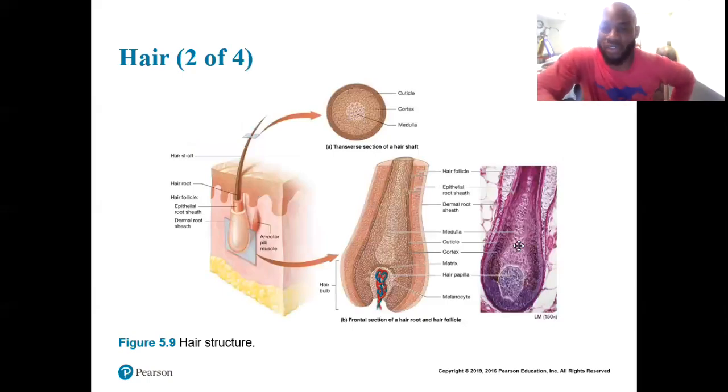And this is the basic structure of hair. See the cuticle on the outside, the cortex, and then the medulla in the middle. You'll see how it has its base in the dermis and then protrudes through the epidermis, has its own little blood supply here. You have cells that are active and growing out.